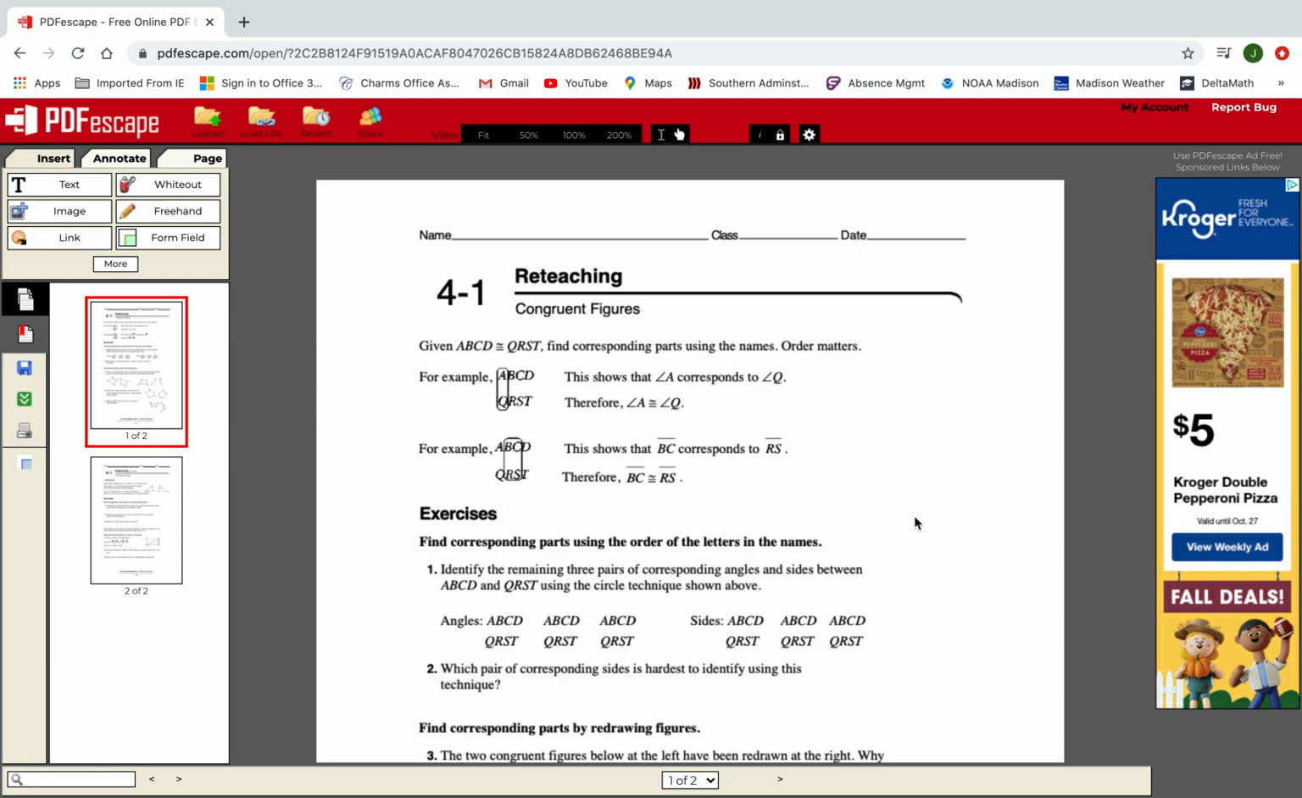Hey everybody, welcome to Chapter 4. We're starting off Chapter 4 with Lesson 4-1, which is about congruent figures.